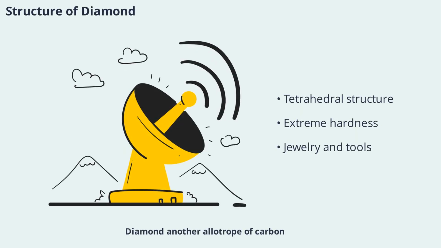Diamond, another allotrope of carbon, has a three-dimensional tetrahedral structure where each carbon atom is bonded to four others. This arrangement gives diamond its exceptional hardness and high refractive index, making it valuable in jewelry and cutting tools. The strong covalent bonds throughout the structure make diamond the hardest known natural material.